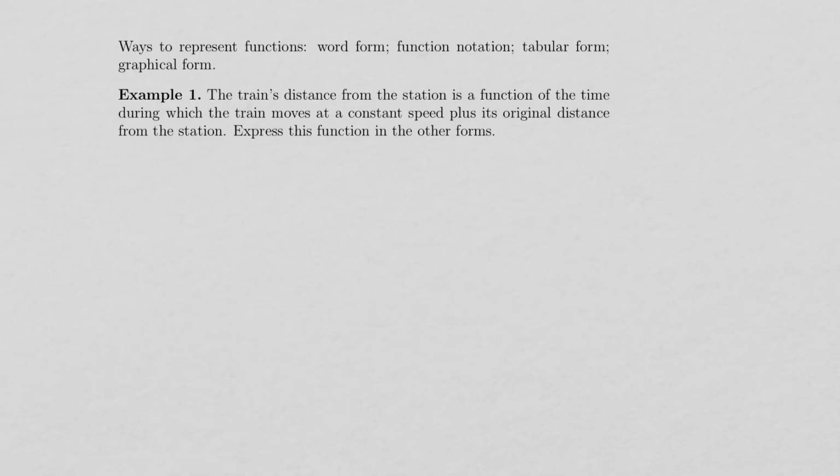You're told the train's distance from the station is a function of the time during which the train moves at a constant speed plus its original distance from the station. Express this function in the other forms. So first of all, this is the word form. We're just describing the function in words as sentences.